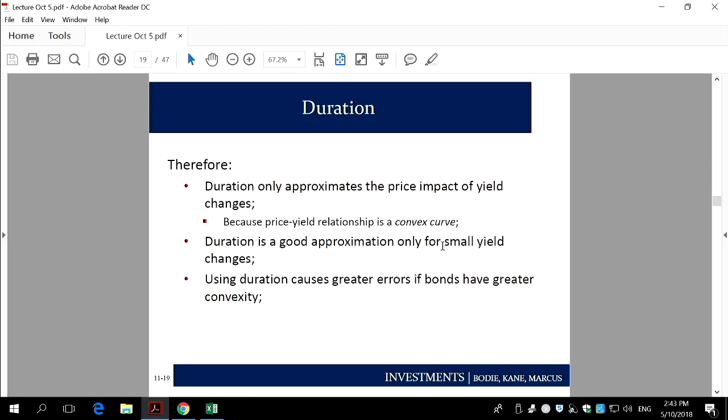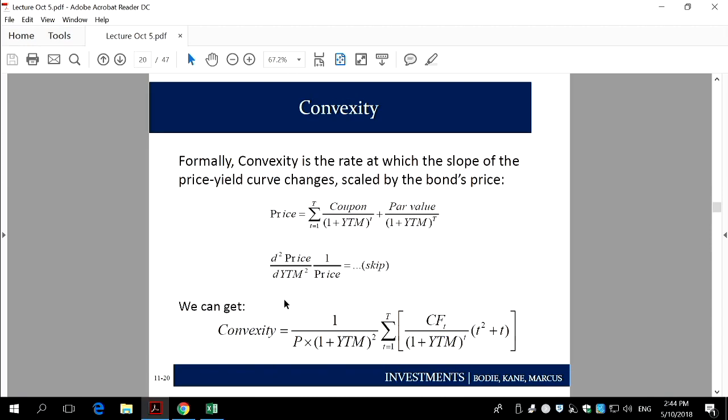But suppose the yield change is not small, the yield to maturity change or interest rate change is big, then what else can we do if there is error? Then we can use another thing. Duration is still useful, but because of this error, we can also use something called convexity. So the definition of convexity is here.